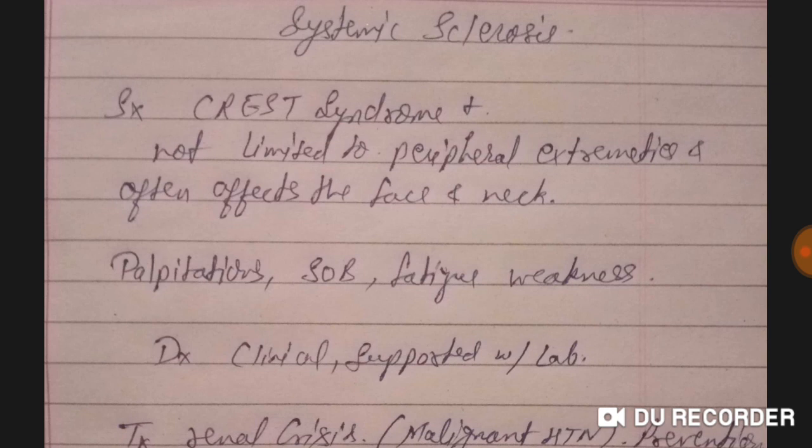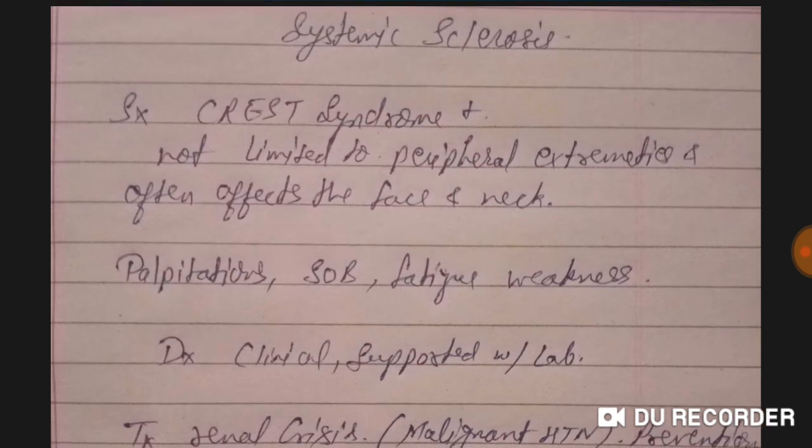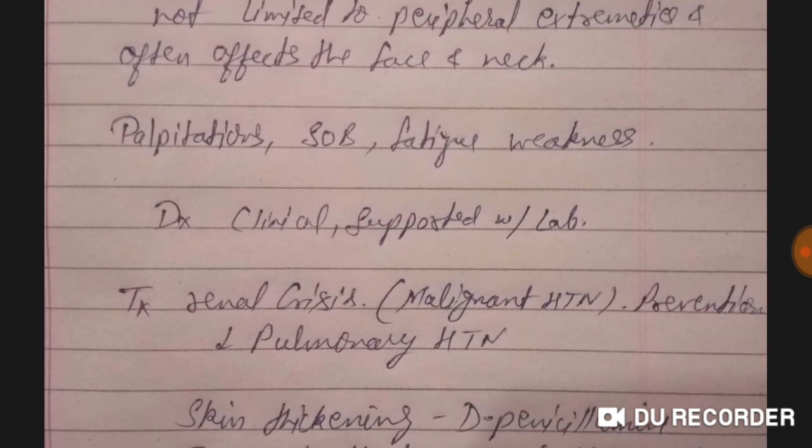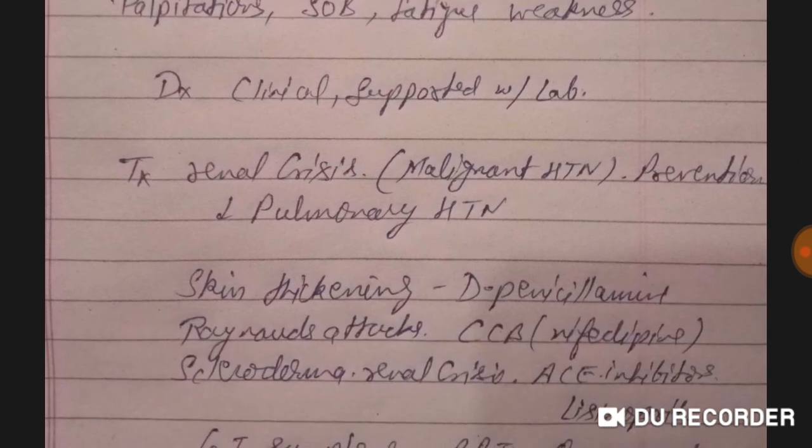Let's brief, we are going to discuss CREST. CREST means C is calcinosis, R is Raynaud's phenomenon, E is esophageal dysmotility, S is sclerodactyly, and T is telangiectasia. Syndrome means symptoms. Plus, this is not limited to peripheral extremities, it often affects the face and neck. And also, some constitutional symptoms include palpitations, shortness of breath, fatigue, and weakness.